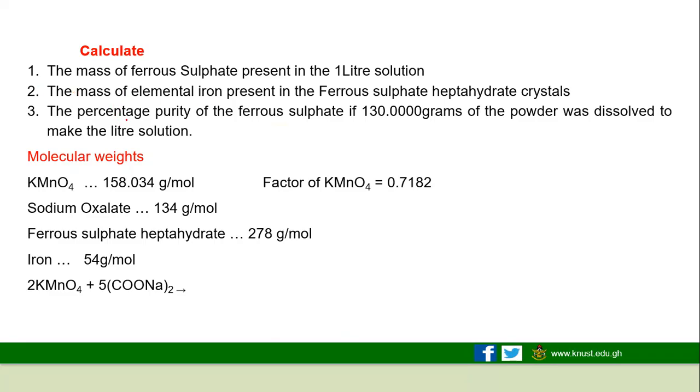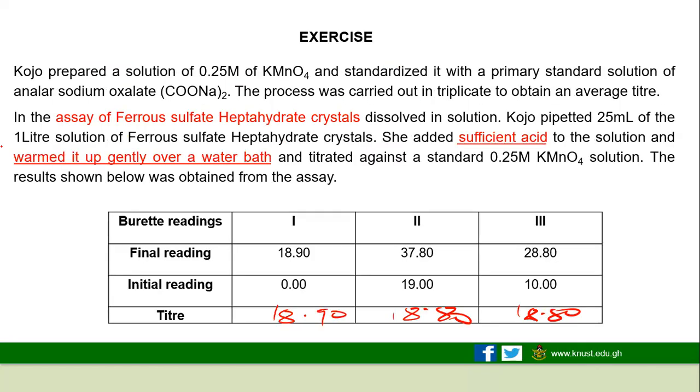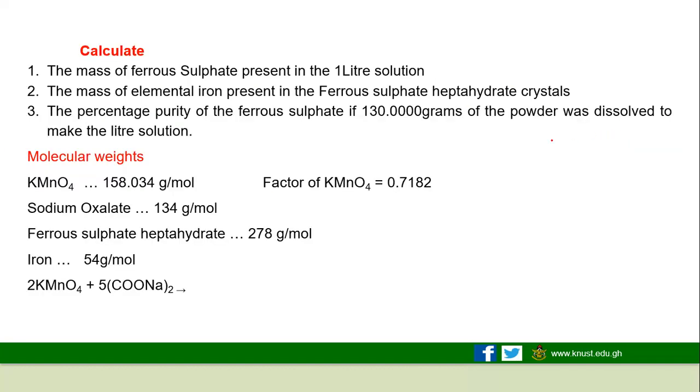We are saying that the first question, calculate the mass of ferrous sulfate present in the 1 liter. Now, from the question, realize that the stock was 1 liter and then we took 25 mL to do our titration. So we can calculate that, right? Then the mass of elemental iron present in the ferrous sulfate heptahydrate and the percentage purity of ferrous sulfate if 130 grams of the powder was dissolved to make 1 liter of the solution, right? Good. So these are the figures given. Very simple. Now we'll use each of these figures as we progress.